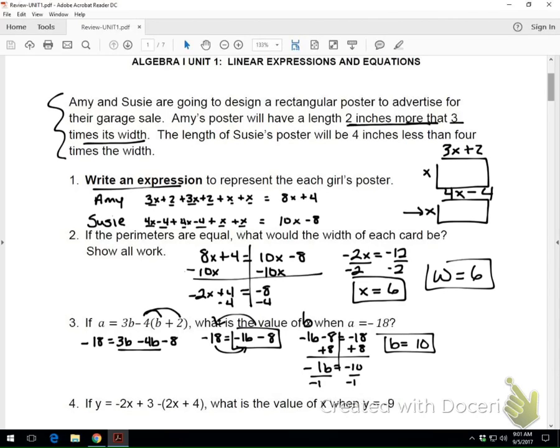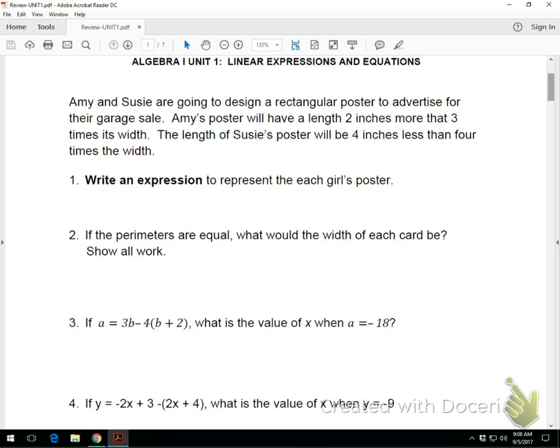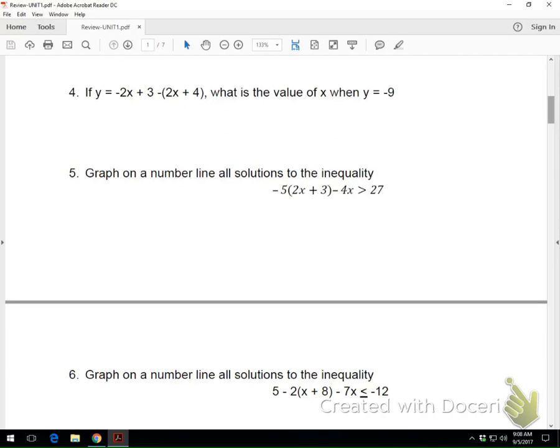Okay? Alright, number 4. It says if y equals negative 2x plus 3 minus parentheses 2x plus 4, what is the value of x when y is negative 9? So I'm going to plug this negative 9 into that y. And then obviously I'm going to write down negative 2x plus 3 because you can't do anything with it yet. Now I'm going to put a 1 in between that negative and that parentheses and draw my claw. So what's negative 1 times 2x? Negative 2x. What's negative 1 times 4? Negative 4.